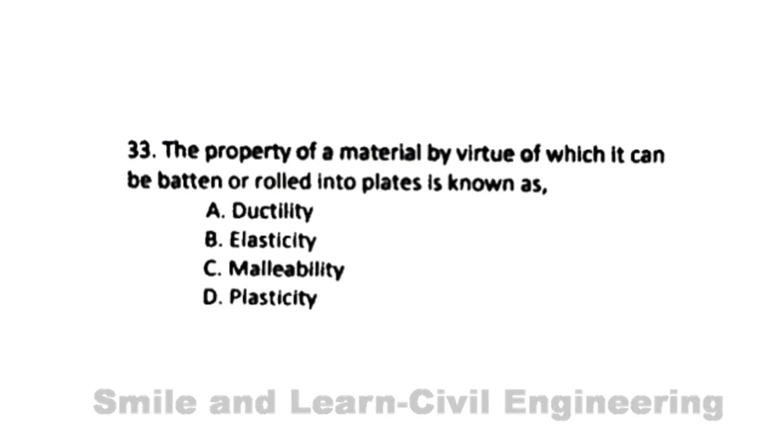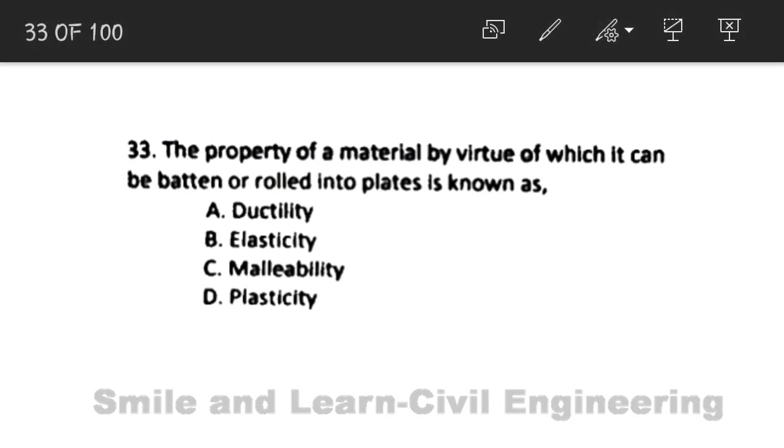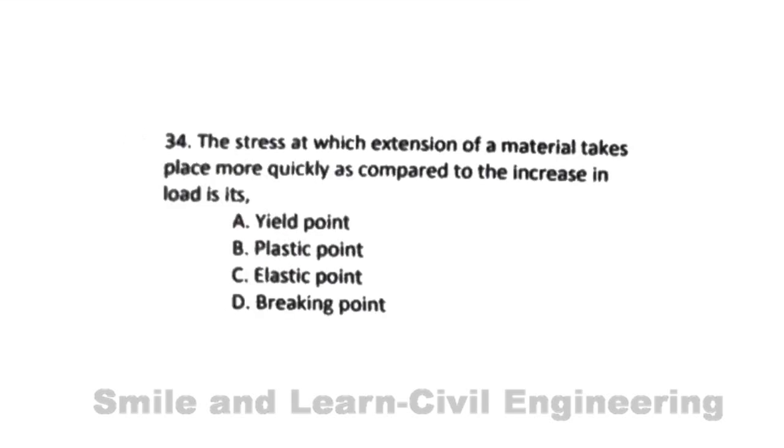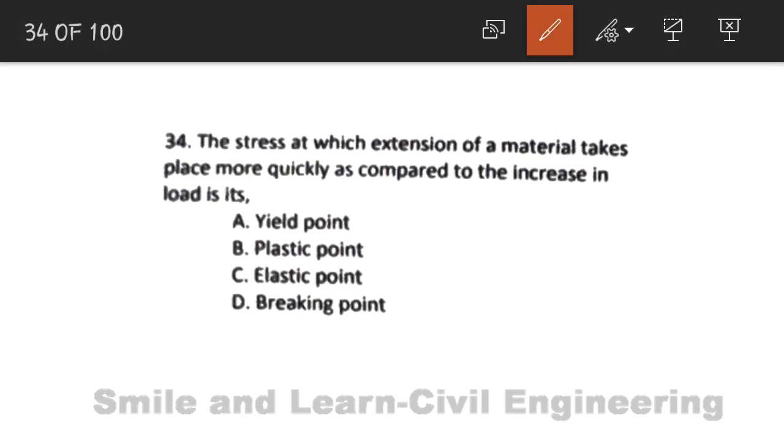Question number 33. The property of a material by virtue of which it can be beaten or rolled into plates. Yes, the correct answer is malleability. We have even discussed this in the previous video. So the correct answer is option C. The stress at which extension of a material takes place more quickly as compared to the increase in load, this we have also discussed in our previous paper. So the correct answer will be yield point.